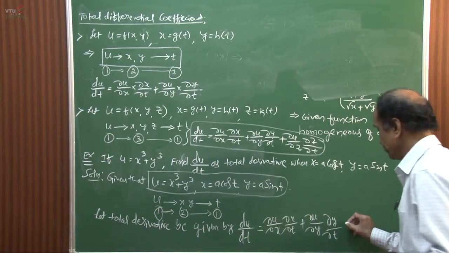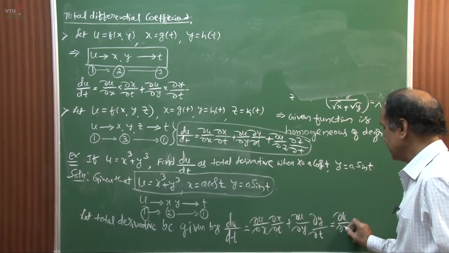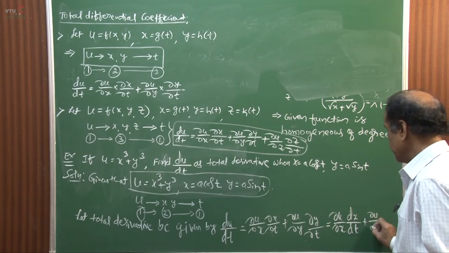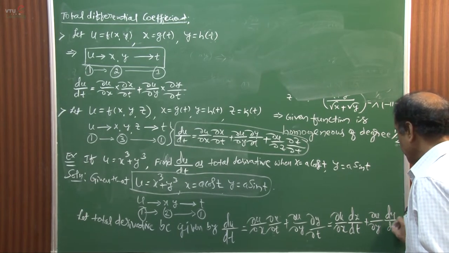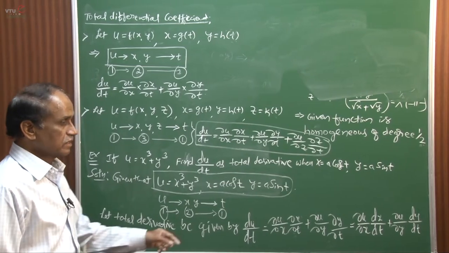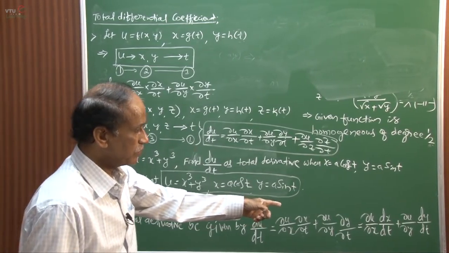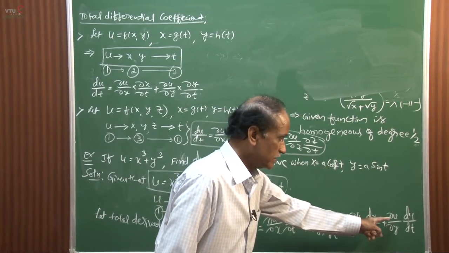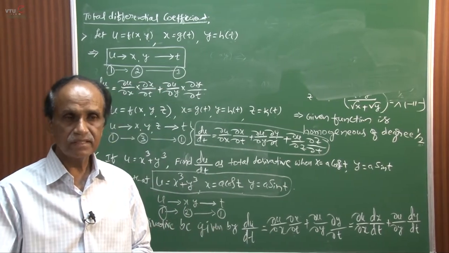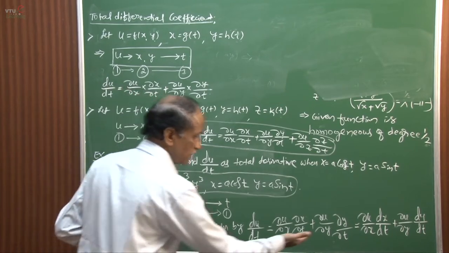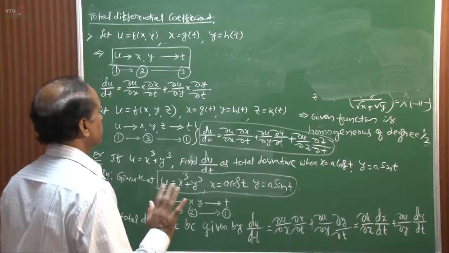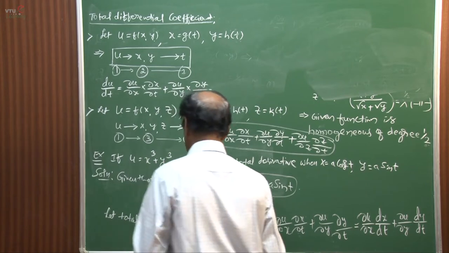This can also be written as del u by del x into dx by dt plus del u by del y into dy by dt. Then both are correct. You have to understand the type of writing. Here first is partial, next is ordinary. This is the next step after writing the definition directly. Definition directly is this one, both are partial here. Then one is partial, another one is ordinary, right? So now I will take the differentials, how this step goes.